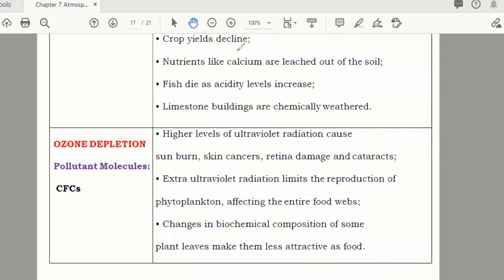And acid rain also, if you go to a lake, the fish will die. Limestone buildings, they are eroded, damaged.